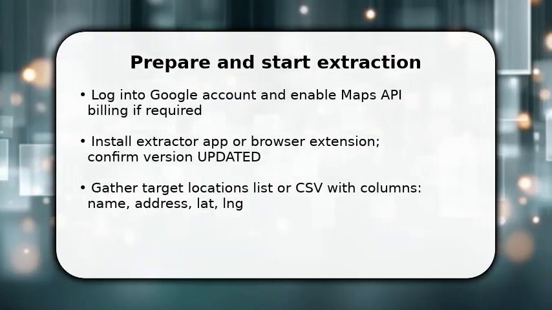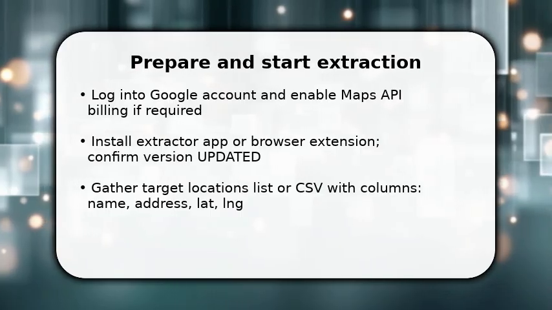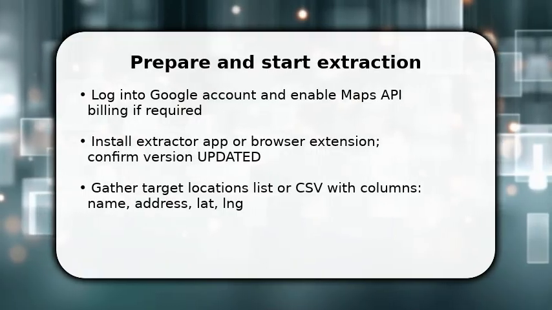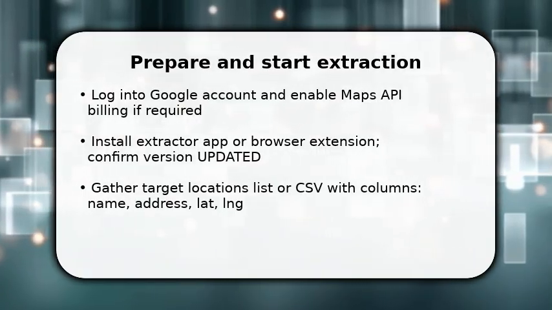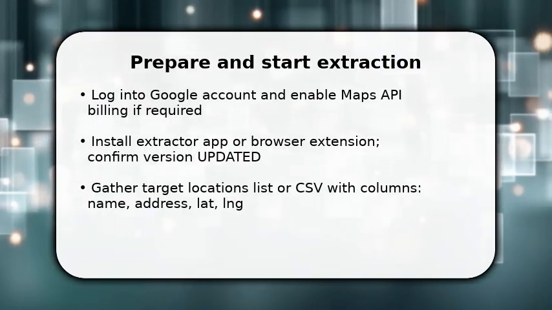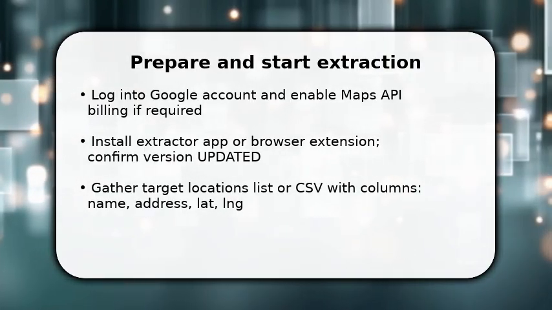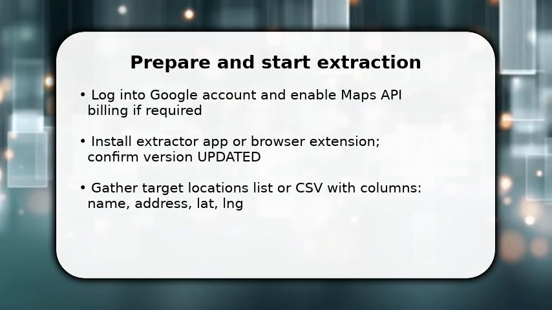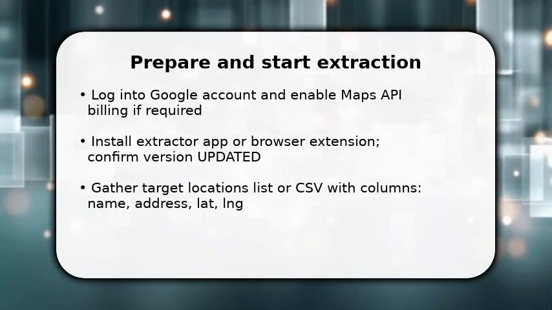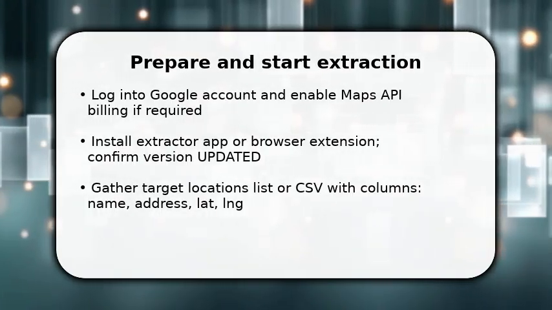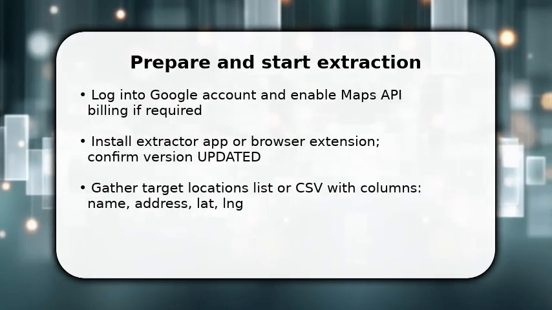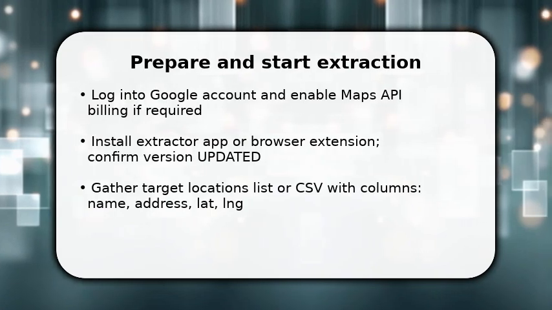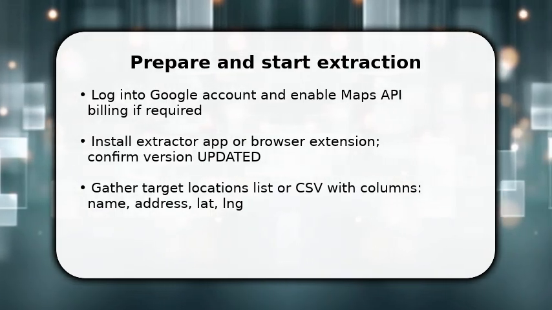You begin by preparing the essentials and taking the first actionable steps. You log into your Google account, enable Maps API billing when required, and install the updated Extractor tool or browser extension. Once installed, you import a CSV or paste a list of target locations with name, address, LAT, LNG fields. Make sure the Extractor version matches documentation. If not, update. Once done, set output format to CSV or JSON so data streams correctly into your workflow.